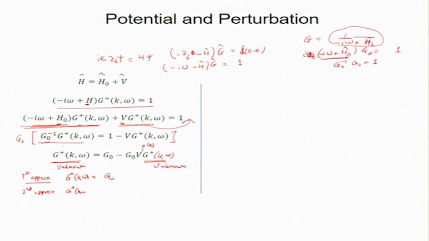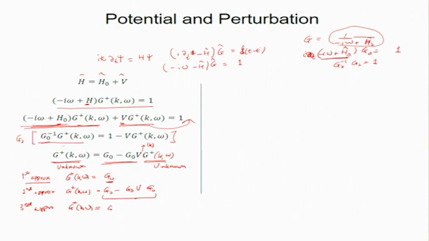G plus k omega. This is my equation, this is the full equation. In fact, sometimes you can try to solve it analytically, but I am doing it perturbatively. So, I am going to replace this first order function here for G plus. So, I get G naught minus G naught V G naught. Okay. So, this is my new function, new guess for G. Next, what I can do is the third approximation, which is getting better. I can plug this in here, keep plugging in.